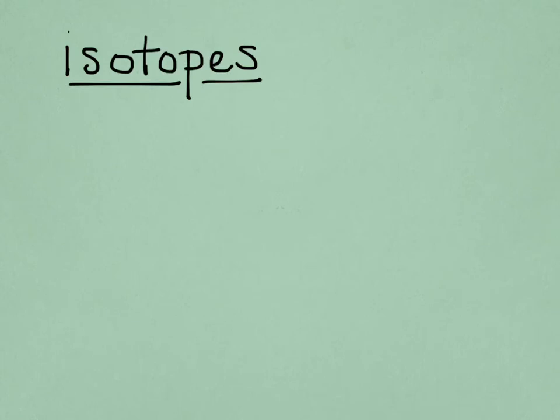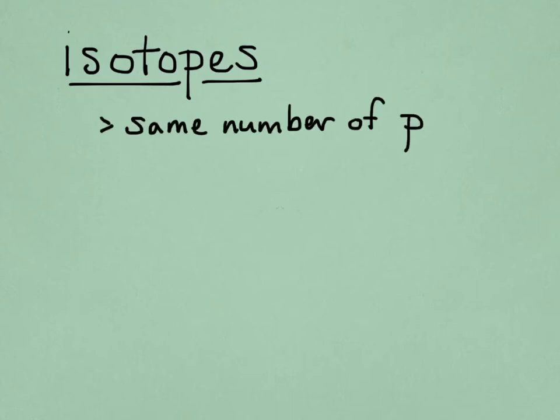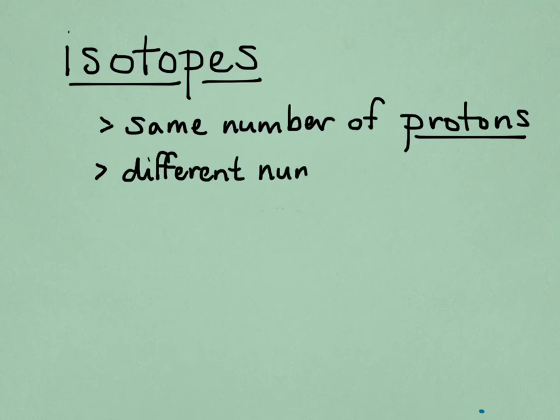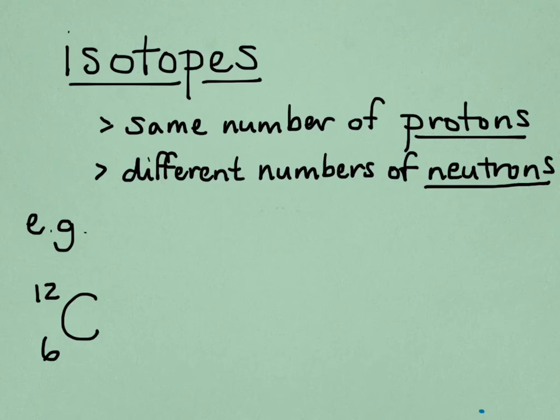Now, we can represent these atoms in different ways with these atomic numbers and mass numbers, and when we change the number of neutrons we get different isotopes. So the definition of an isotope: isotopes of an element have the same number of protons, in other words the same element, but different numbers of neutrons. So for example, carbon in its normal form is carbon 12, so it has 6 protons. It also has 6 neutrons, making the mass number 12.